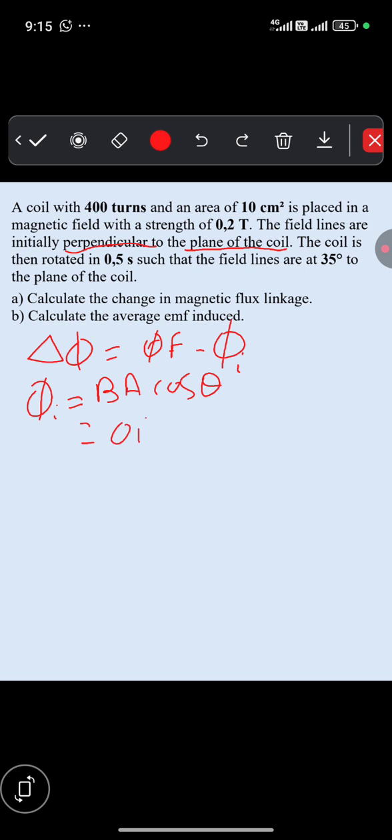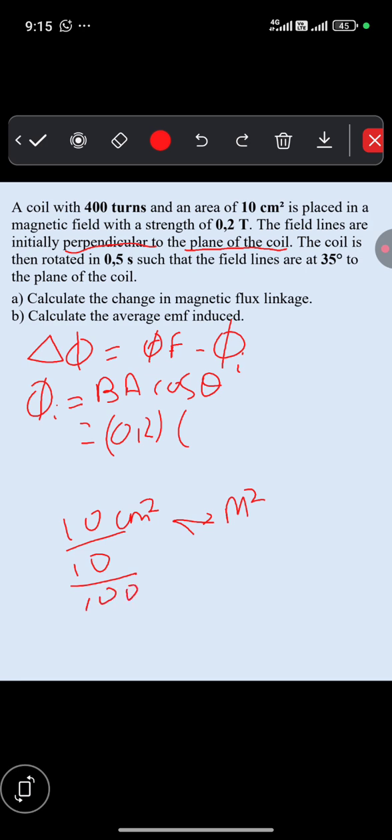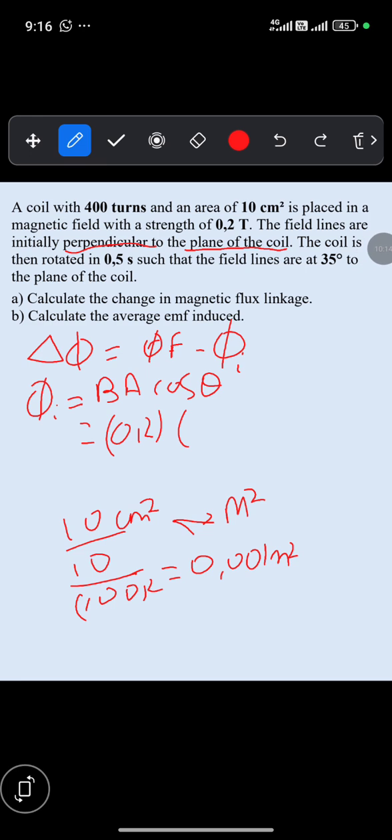Then this is 0.2. The area is 10 centimeters squared, and it must be converted to meters squared. So to convert centimeters to meters, we know that it is 100, but it is squared, so I must square. So now the area is 0.001.